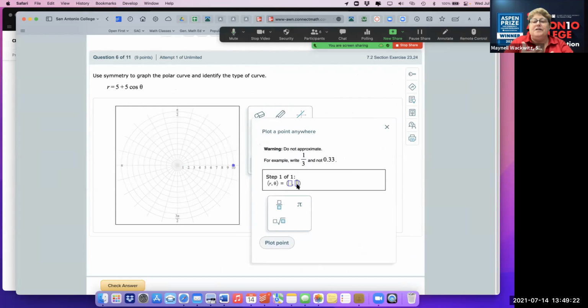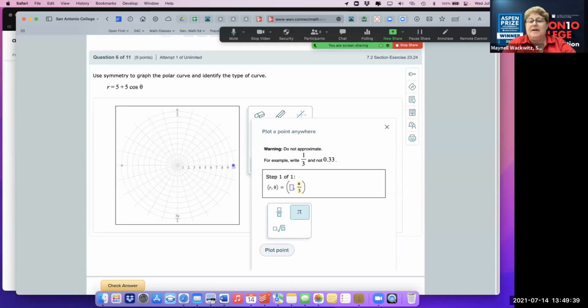What is the next nice value for cosine? Or how about pi over 6? I mean, pi over 3. Because the cosine of pi over 3 is 1/2. So I'm going to get 5 plus 5 halves. That's 10 plus 5 over 2, that's 15 halves.